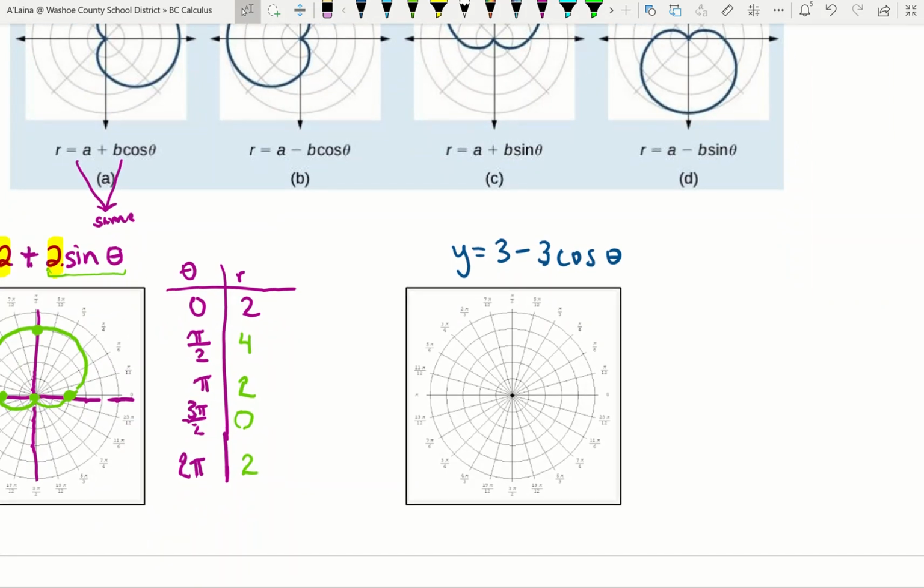All right, so I'm going to recognize that this is a cardioid since A and B are the same value. Because this is a cosine function, this is going to be symmetrical around the x-axis, and since this is a minus, it's going to primarily be on the left side. So I'm thinking it's going to kind of go around this way. Now, as I graph this, there's a pattern that I want you to see, because you do actually want to know how far does this go.